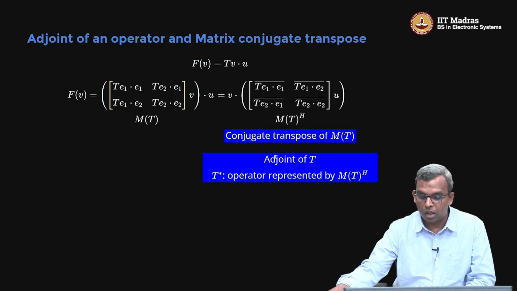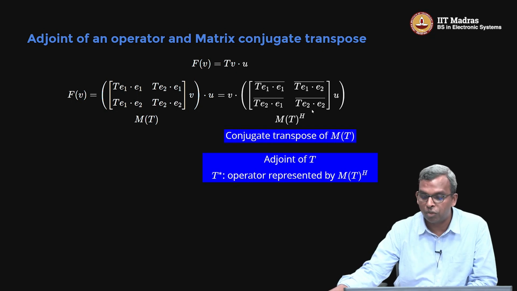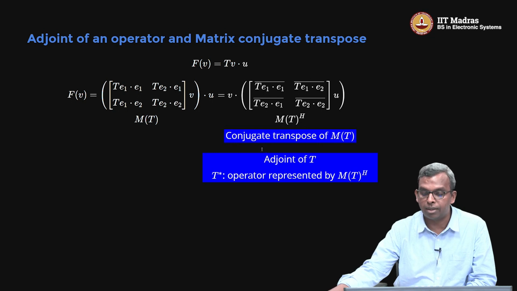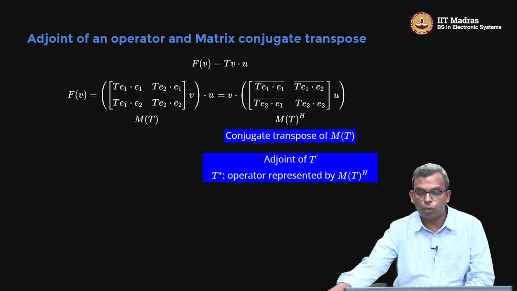So, this matrix M of T Hermitian, as it is called, you remember from the previous lecture, this is M of T Hermitian. The Hermitian of a matrix is nothing but the conjugate transpose. And of course, this conjugate transpose will also represent an operator. That is called the adjoint of T. The adjoint of the operator T is the operator denoted T star, and that T star is the operator represented by the matrix M of T Hermitian over a particular basis. You have to choose one basis and then do this and you get it.